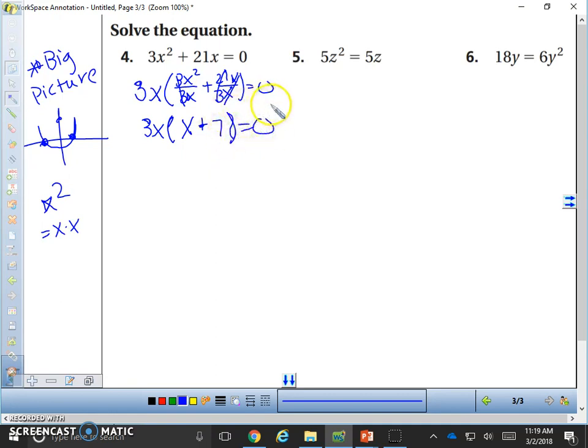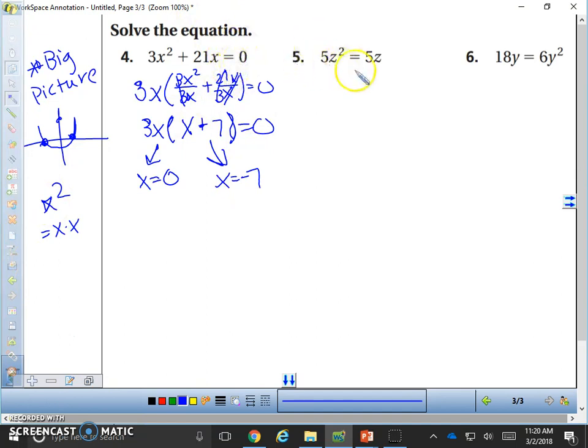Now it's set equal to 0, so we're going to use that zero product property. Here, x has to be 0. Here, x has to be negative 7, and you solve the equation.